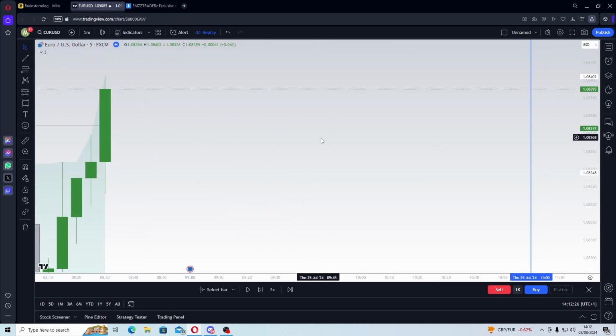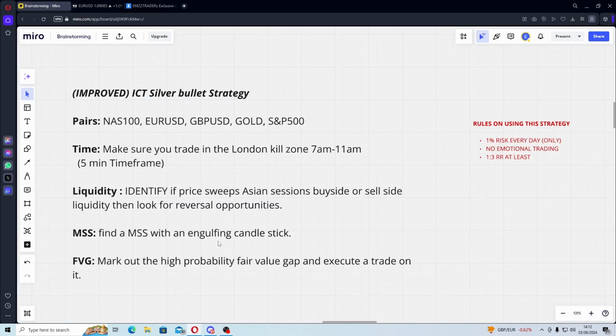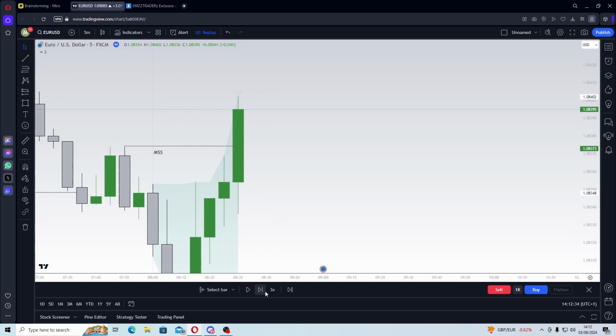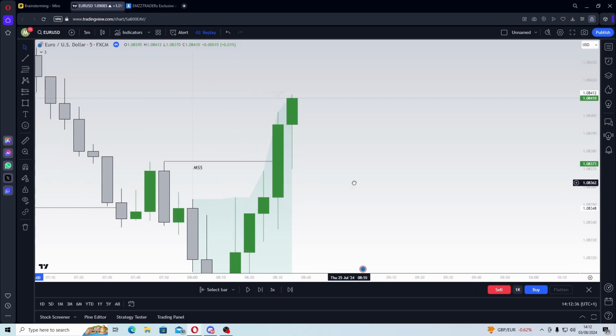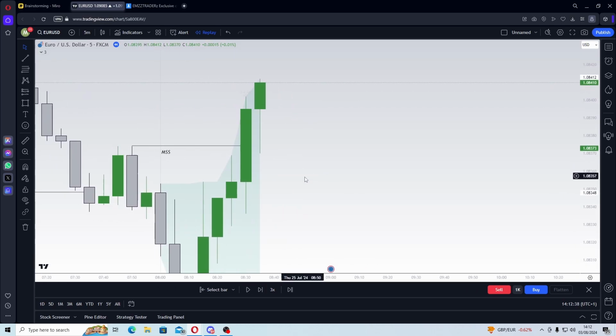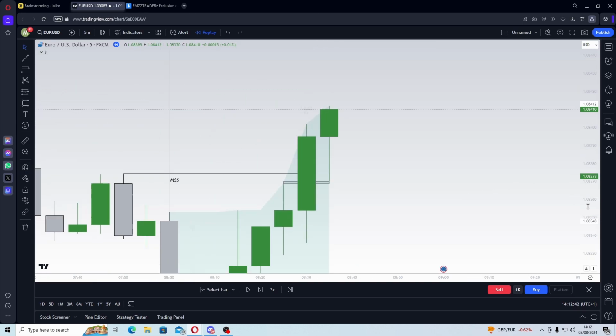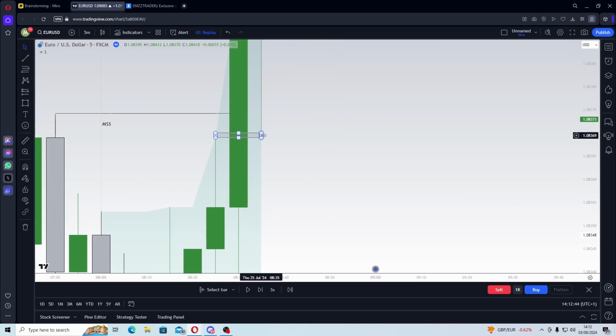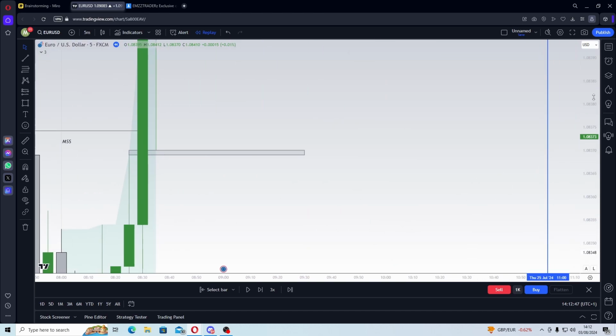Market structure shift. Okay, so now what do we need to do? Now we need to mark out the high probability fair value gap and execute on that, okay? So we need to just now play price forward again, and we can see we have a little fair value gap here. You might be asking, oh, where is it? You can see it right here. It's very small, but it still works, okay? So if I come like this and drag this all the way out, all right?